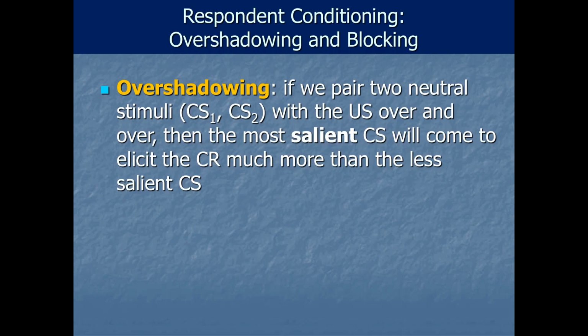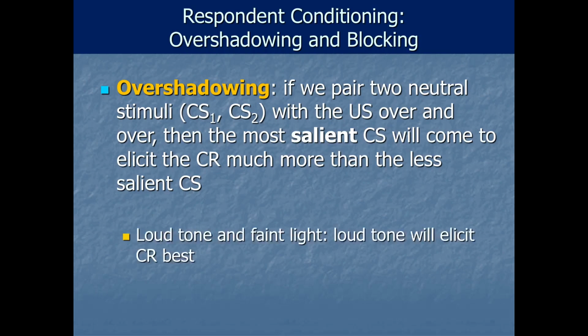So, for example, let's say you turn on a really loud tone and a faint light right before you shock a rat. The shock is the US, right? That's going to naturally cause a response when you shock the rat. But we now have a couple of warning signals: a loud tone as one warning signal and a little faint light as another. Well, the loud tone will come to elicit a conditioned response much better, much stronger, and much quicker.